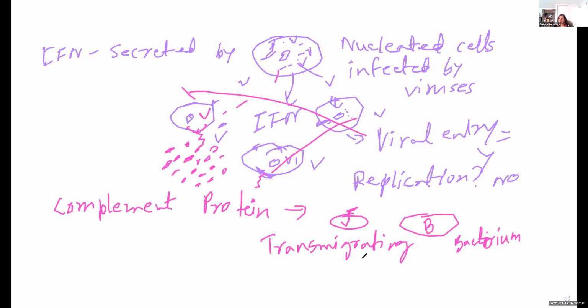So basically, it's a transmigrating virus or a bacterium, which never hides anywhere. So complement protein basically will recognize a pathogen which is outside in a body fluid, not within your cell, be it virus, be it bacteria. And as we saw, complement protein will get activated when it comes in contact with.